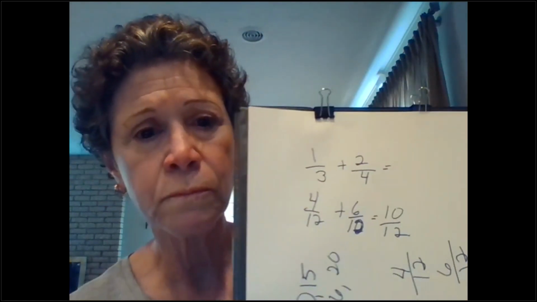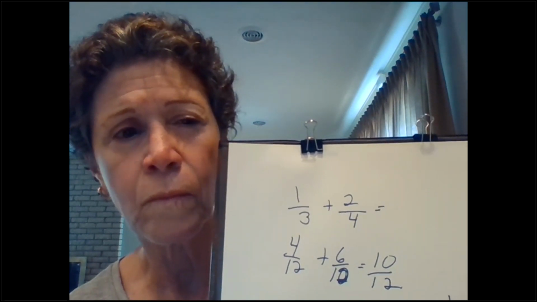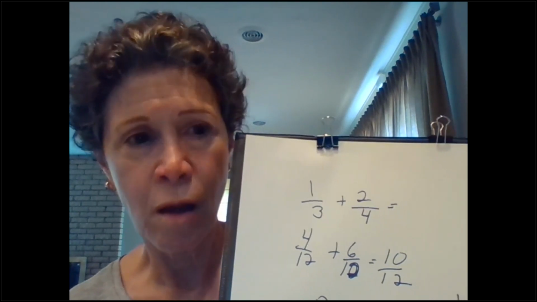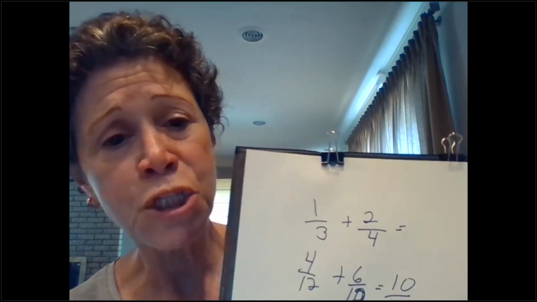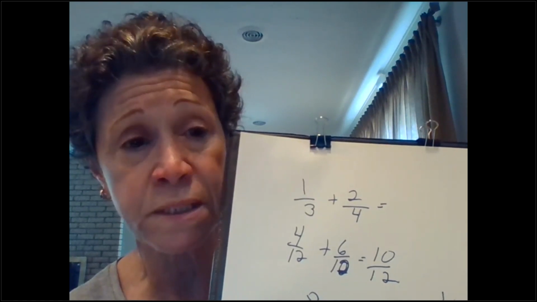Wait, could you go back? I didn't understand what you said before you said get it wrong. I heard simplest form, and then after that, I was lost. Okay, so we got an answer, didn't we? We got an answer of 10/12.